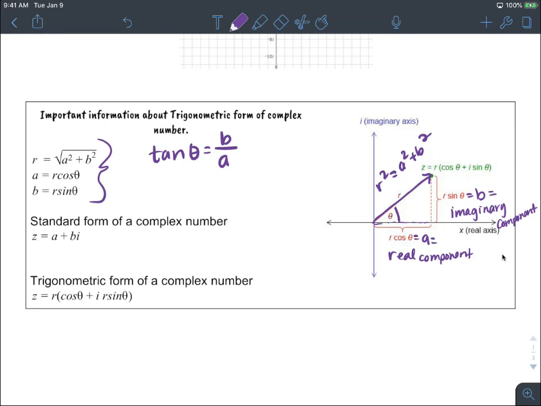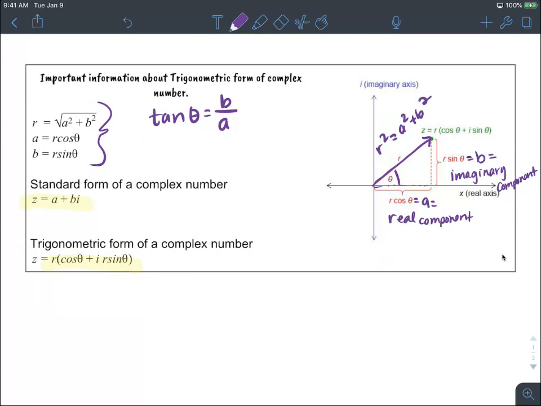All right, so the standard form of a complex number is like the ones we saw in our warm-up. So the vector z is equal to a plus bi, and the trig form of a complex number is basically the same thing. We're just going to replace out the a and the b. So let's do that really quick.